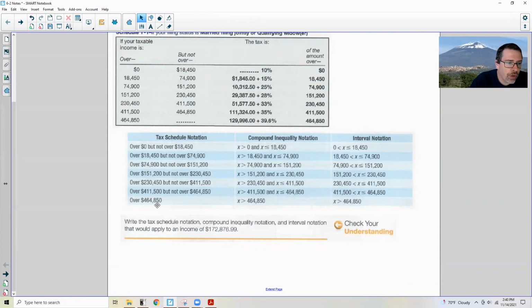Okay, and over 464,850, it's not a compound inequality in that situation. It's just a regular inequality. X is greater than that. Interval notation is the same when you don't have an interval.